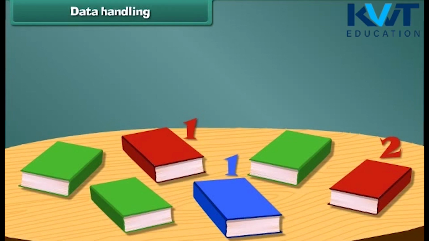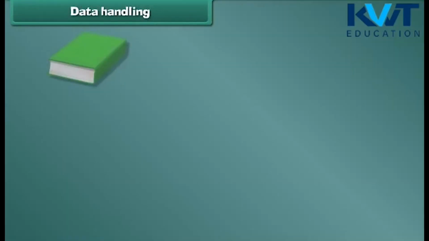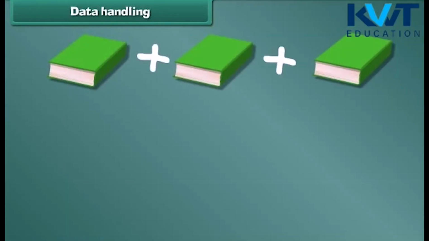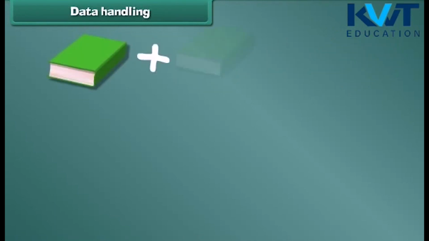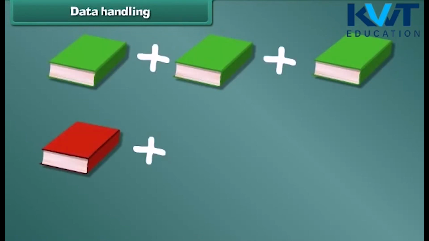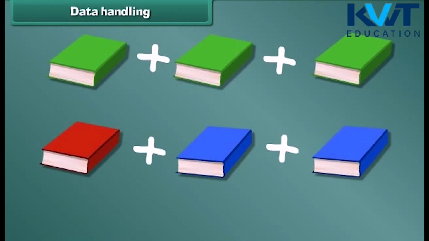How many green-colored books do you see? 1, 2, 3. There are 3 green-colored books. 1, 2, 3, 4, 5, and 6. We have arranged the data of all 6 books in a bookshelf.